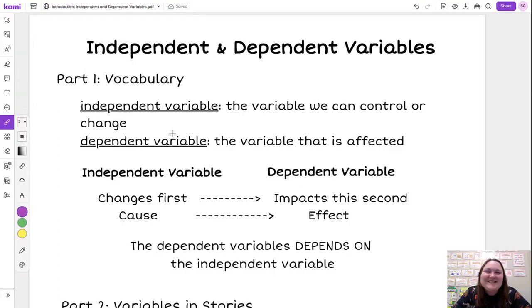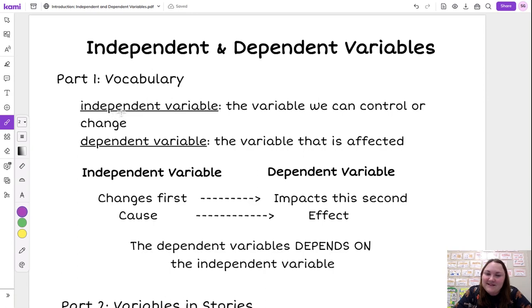Hi math students, this is our introduction video for our lesson on independent and dependent variables. In this lesson, we're really going to focus on if you have a story with two variables, two things we don't know in it, being able to identify which is the independent variable and which is the dependent variable, because you can use that to help you do a lot of important things in this unit, like create equations, tables, and graphs. We are going to start with definitions for each of these.